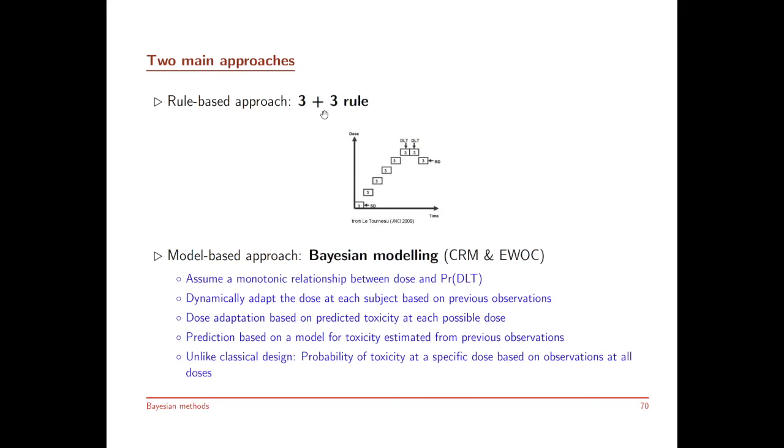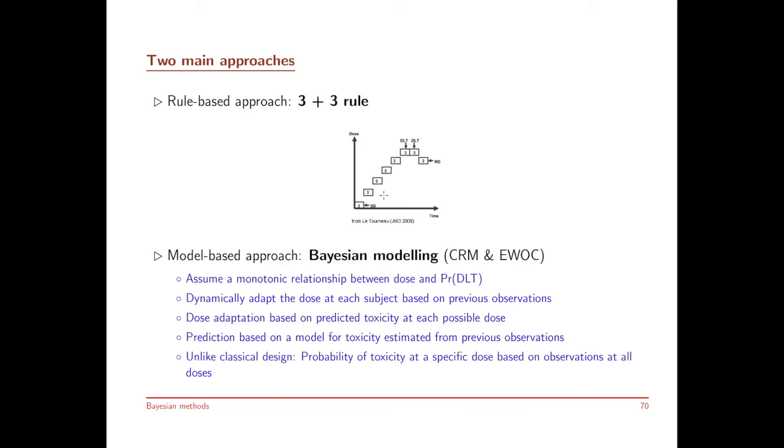The rule-based approach, which is graphically depicted as follows, is that we continue to increase the dose if there are less than or equal to 33% of patients who suffer from a dose-limiting toxicity. The difficulty with this approach is that the final maximum tolerated dose is based on too few patients.